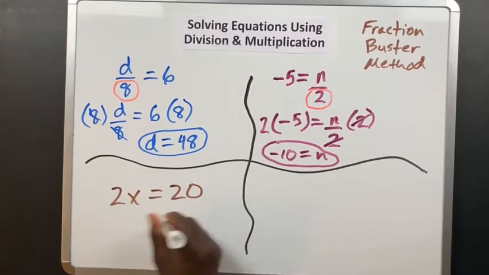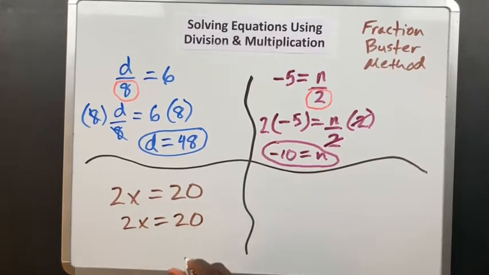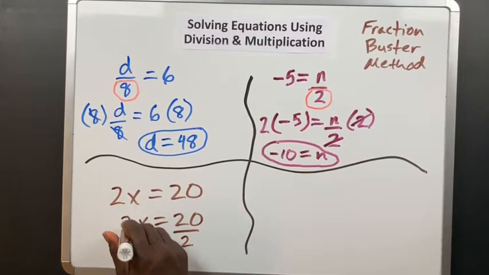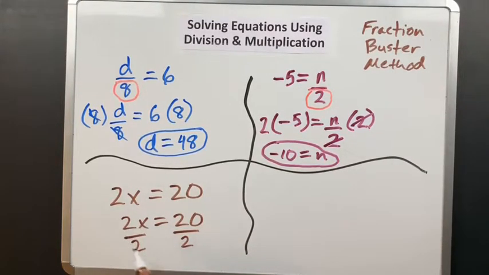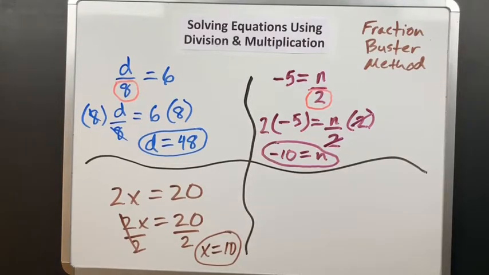So I'm going to write this again. 2 times x equals 20. We're going to divide both sides of the equation by 2 so that we can get rid of the 2. The opposite of multiplying x by 2 is to divide by 2. And then we get x equals 20 divided by 2 is 10. And that is our final answer.